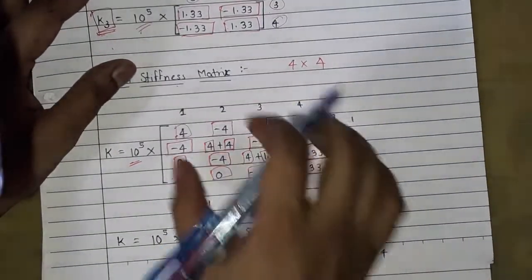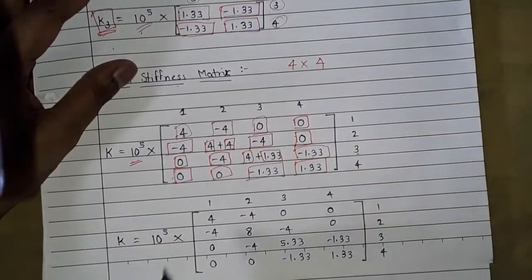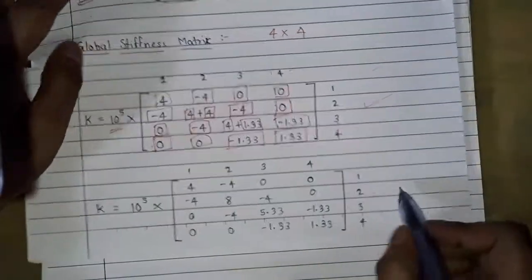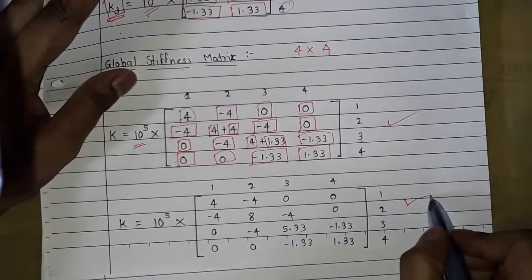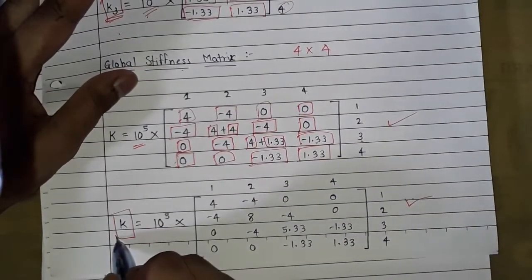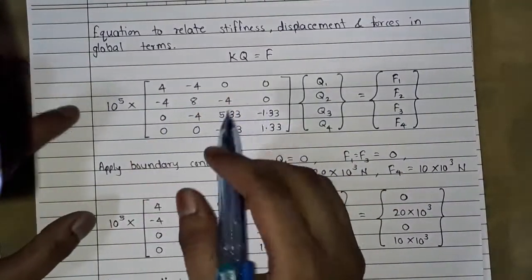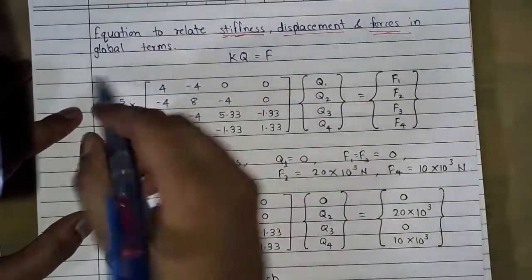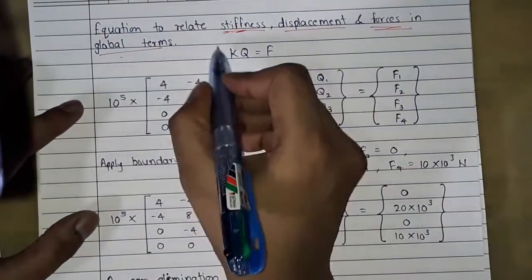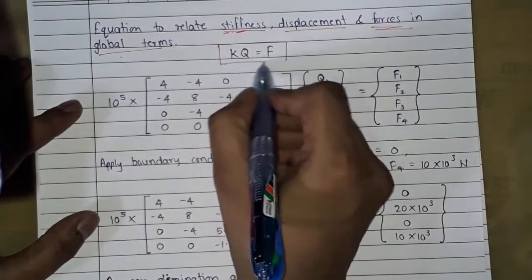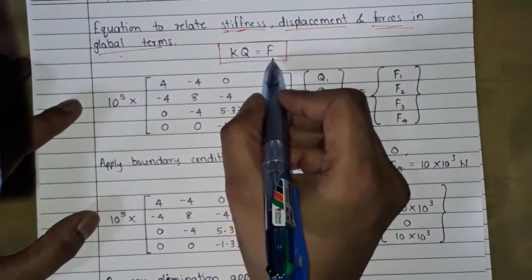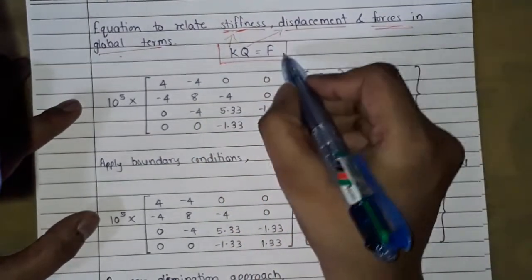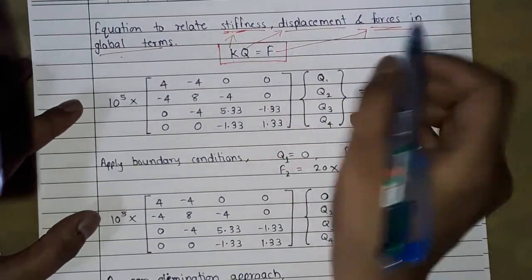Now we will complete this. We add the values, we rearrange the values in this matrix, and we got this matrix, which is the global stiffness matrix. Now here, friends, let's see the equation which relates the stiffness, displacement and forces in the global terms. This is a formula which is K into Q is equal to F. Here K is the stiffness, that is this one, Q is the displacement, that is this one, and F is the force, that is this one here.